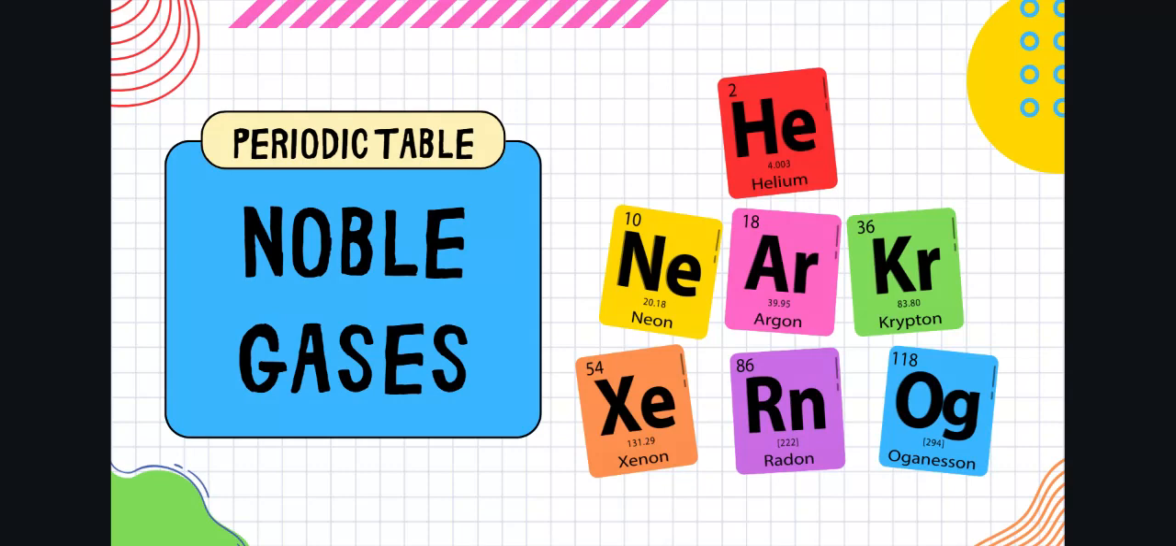So as you can see, today we're going to be learning more about the periodic table. This is a continuation of our other video that we already posted about the alkali metals. I'll put the link in the description so you can go learn more about those elements after watching this video. Today, we're going to be learning about the noble gases, which are helium, neon, argon, krypton, xenon, radon, and oganesson. So, without further ado, let's get right into it.